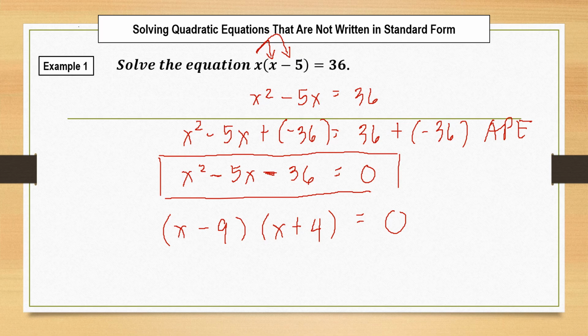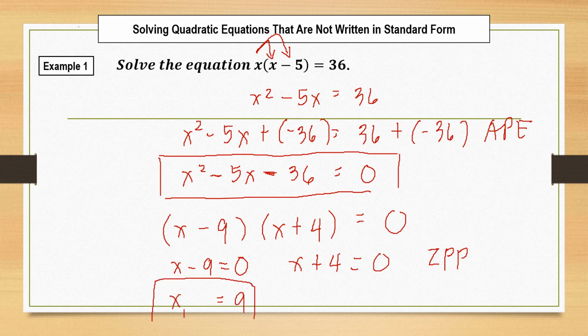Now let us solve for the values of x. Using zero product property, we have x minus 9 is equal to 0 and x plus 4 is equal to 0. Solve for x. x sub 1 is equal to 9. x sub 2 is equal to negative 4. Therefore, the solutions of the given equation are positive 9 and negative 4.